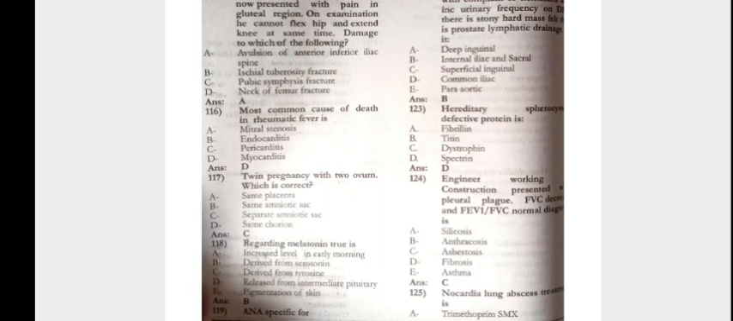Athlete playing high jump now presenting the pain in the gluteal region. On examination, he cannot flex hip and extend the knee at same time. Damage to which of the following? That is avulsion of anterior inferior iliac spine. 116. Most common cause of death in the rheumatic fever is the myocarditis.